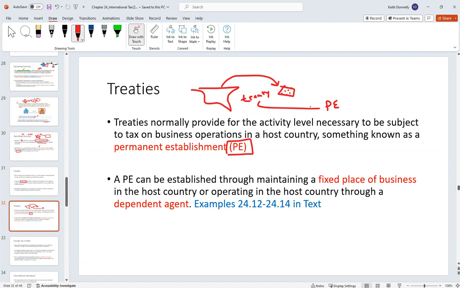And traditionally, what is a permanent establishment? Well, normally it's going to be having a fixed place of business in the country or operating in that country through a dependent agent.